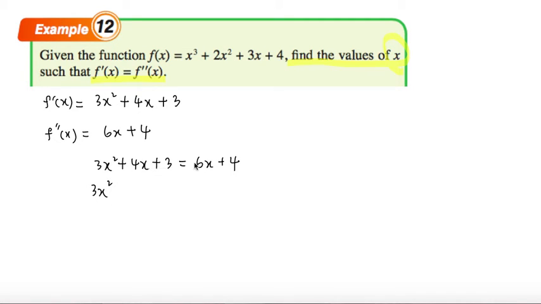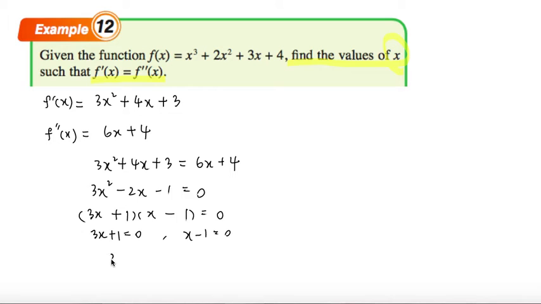4x, the 6 go there, minus 6 become negative 2. 3 minus 4, negative 1. So this is the very familiar general equation for the quadratic equation. We can factorize it. 1, 1. So negative 3 plus 1 become negative 2. Factorization.